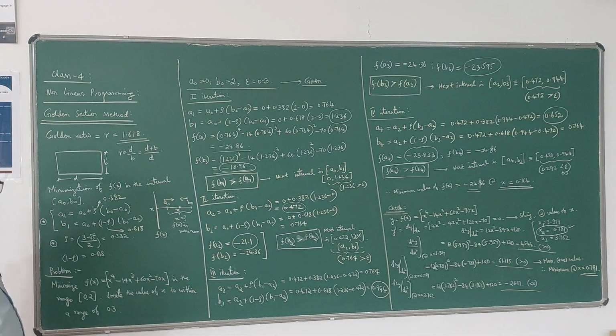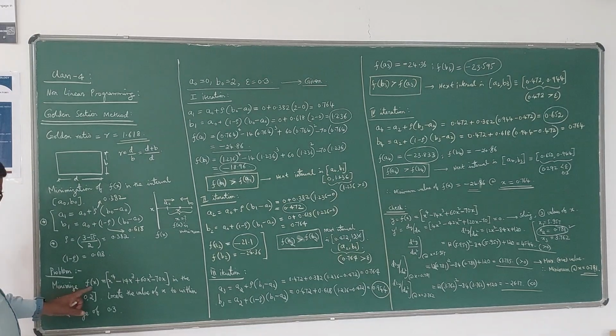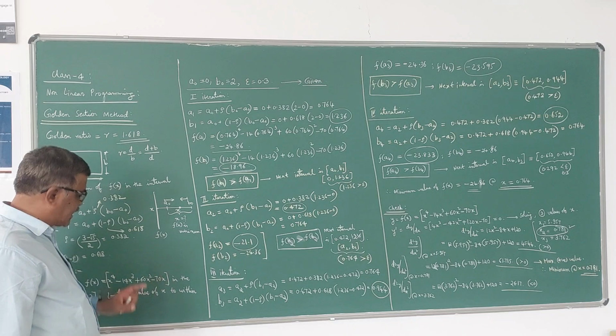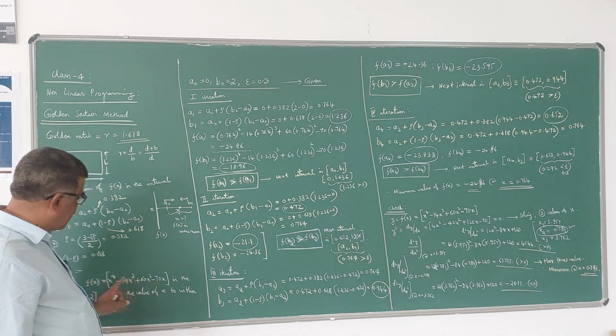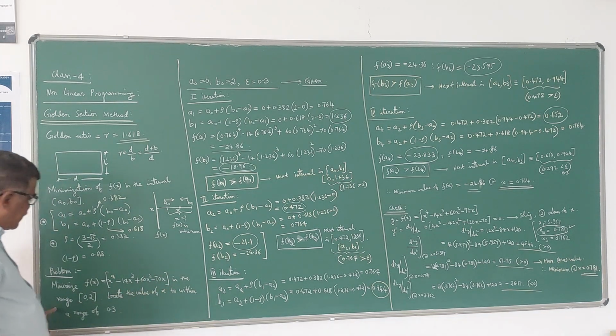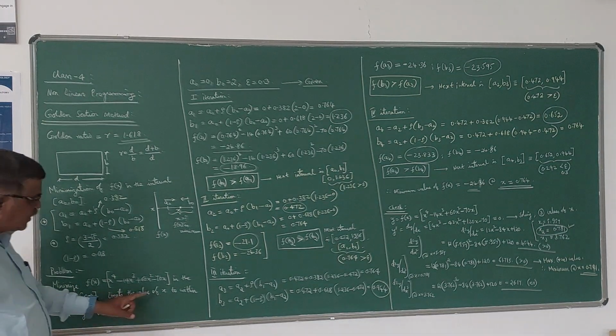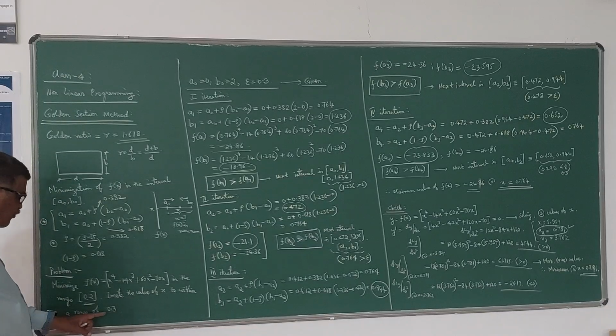Now let us take up a problem. Minimize f of x is equal to x power 4 minus 14x cube plus 60x square minus 70x. It is an algebraic function of fourth degree in the range 0 to 2. That means this becomes your a0 and b0. Locate the value of x to within a range of 0.3.